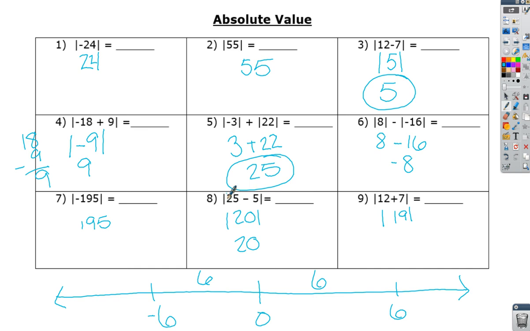Then we have the absolute value of 25 minus 5, and we have to solve the operation inside the absolute value first. So 25 minus 5 is 20. We have to keep these absolute value bars there. So the absolute value of 20 is 20. Then we have number 9, the absolute value of 12 plus 7. We need to add the operation inside the absolute value bars first. So 12 plus 7 is 19 in our absolute value. The absolute value of 19 is just 19.